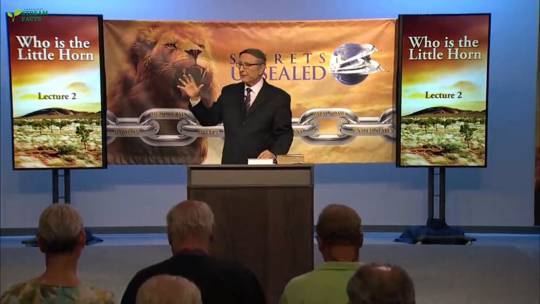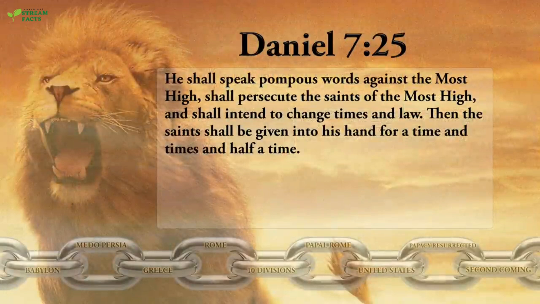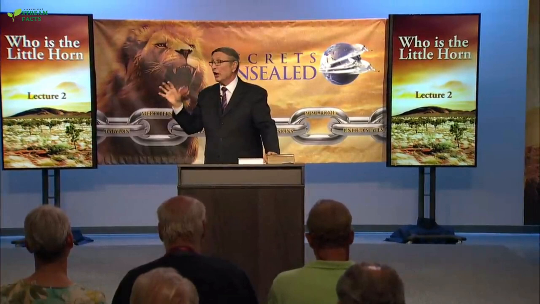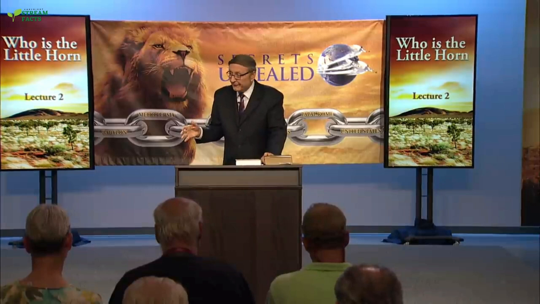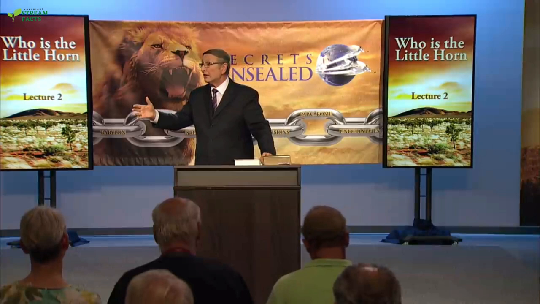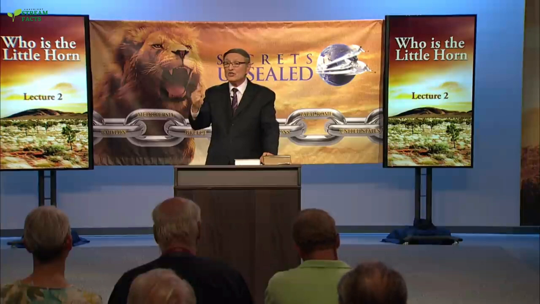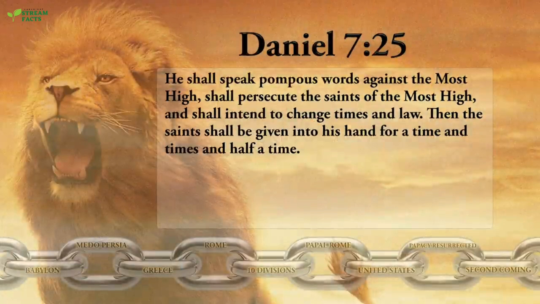The 5th characteristic is expressed in verse 25. Once again, he shall speak pompous words against the Most High, shall persecute the saints of the Most High. That's characteristic number 5. It would be a power that would persecute God's faithful people. And then we have characteristic number 6. It says about the little horn, and he shall intend to change times and law. In other words, this would be a power that would think that it could have the capacity and the power to change God's very law. And the final characteristic is that this little horn was going to rule for a certain period of time. It says at the end of verse 25, then the saints shall be given into his hand for a time and times and half a time.